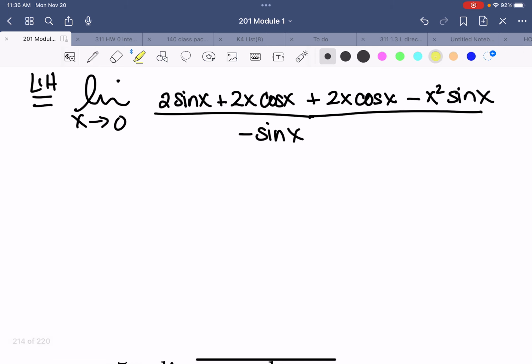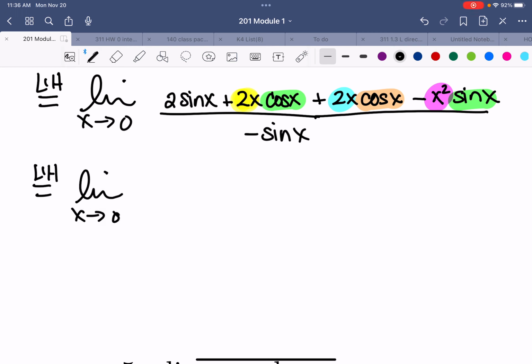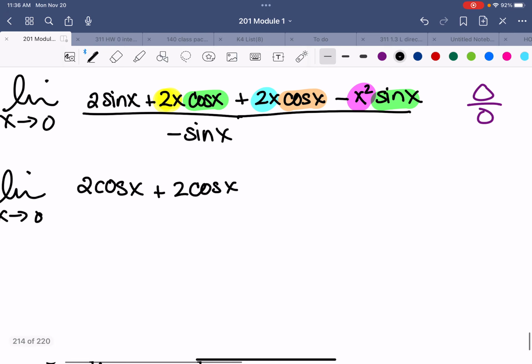And there are 3 product rules. So 2x times cosine, 2x times cosine, negative x squared times sine x. So here we go, one more time with L'Hopital's rule. You can do L'Hopital's rule over and over and over again. The key is making sure that it's getting closer to being solved as you go. All right, 2 stays. The derivative of sine is cosine. Plus the derivative of 2x is 2 times the cosine. Plus the derivative of cosine is negative sine, so we're actually going to subtract. So the 2x stays, the derivative of cosine is negative sine.